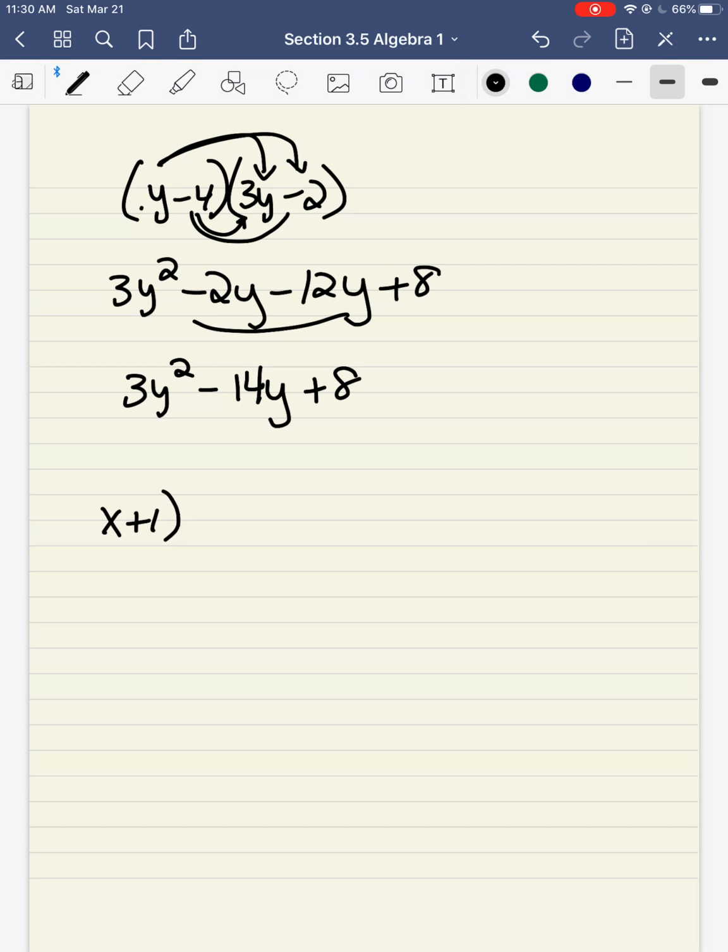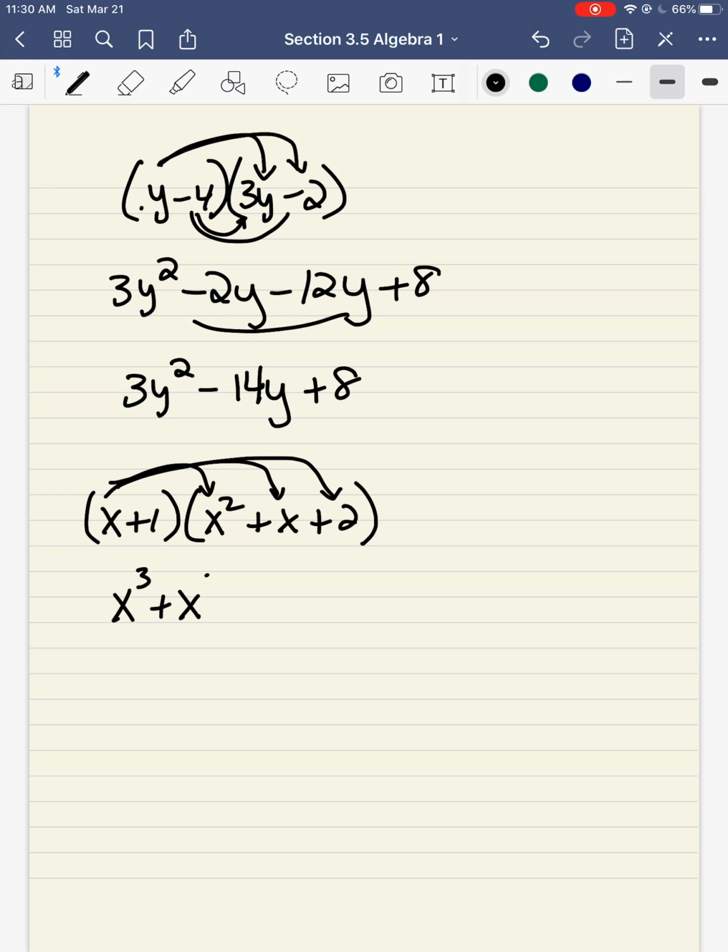If I have x plus 1 times x squared plus x plus 2. Again, the first x will be distributed, but this time it's going to be distributed 3 times. So x times x squared is x to the third. X times x is x squared. X times 2 is plus 2x. Distribute the 1. 1 times x squared is still x squared. 1 times x is still x. 1 times 2 is plus 2.